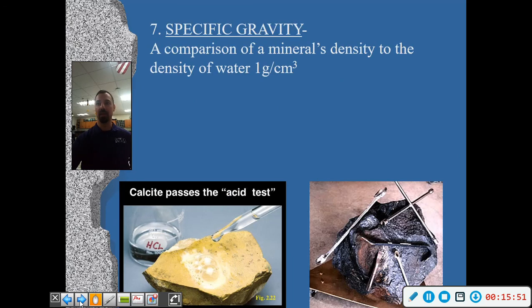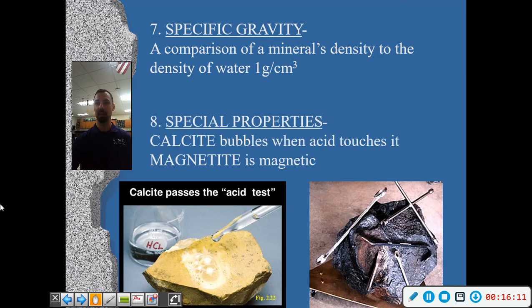All right, and then lastly, getting down to the last two tests, specific gravity. That's the comparison of the mineral's density to the density of water, which we know is 1 gram per centimeter cubed. So the higher the specific gravity, the higher the density of the mineral. Okay, so that's one test.